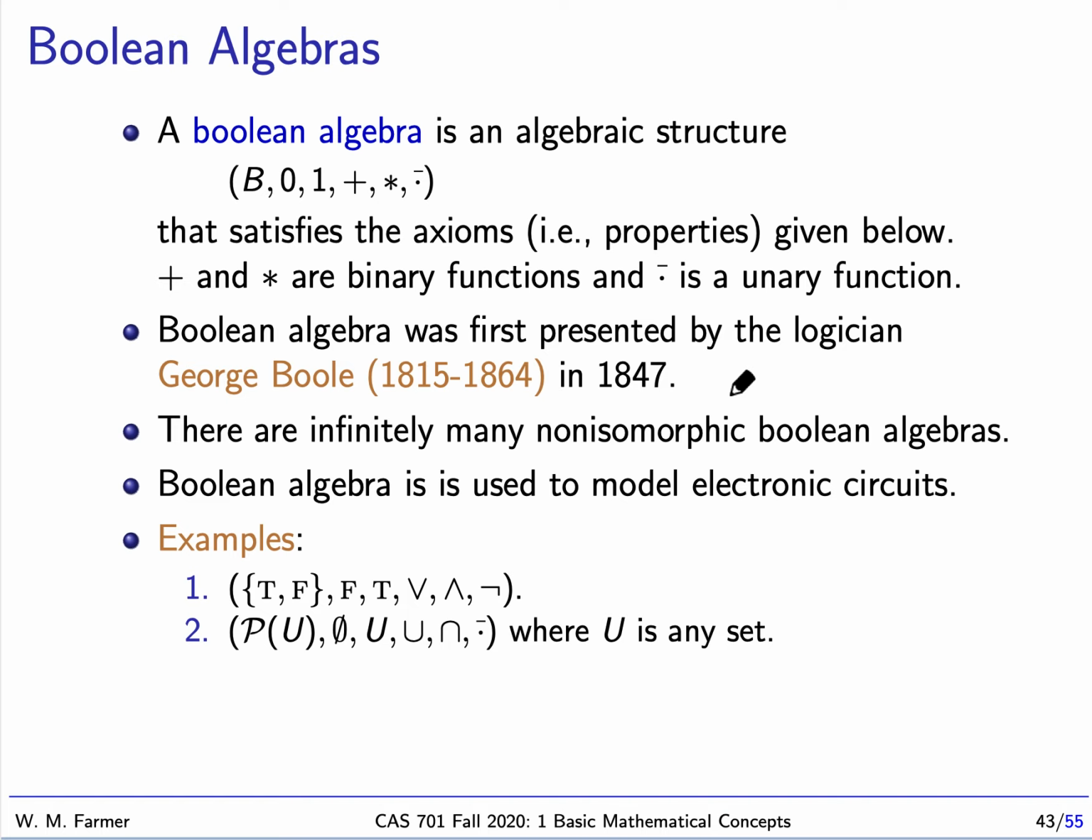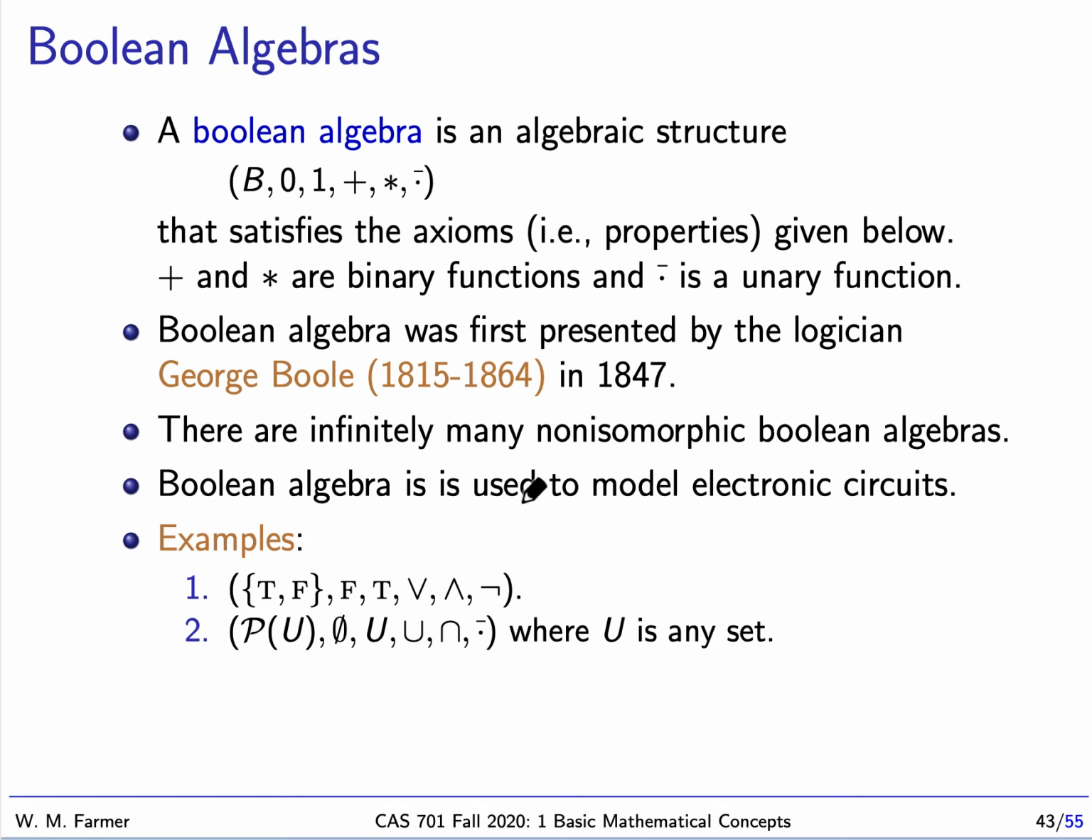who in 1847 presented the idea of a Boolean algebra, and he's really the first to recognize that truth values and how we manipulate truth values is very analogous to how we deal with numbers. So we can manipulate truth values in an algebraic way, much the same way that we manipulate numbers. This was his discovery. Now there are infinitely many non-isomorphic Boolean algebras. There's billions of Boolean algebras, billions and billions.